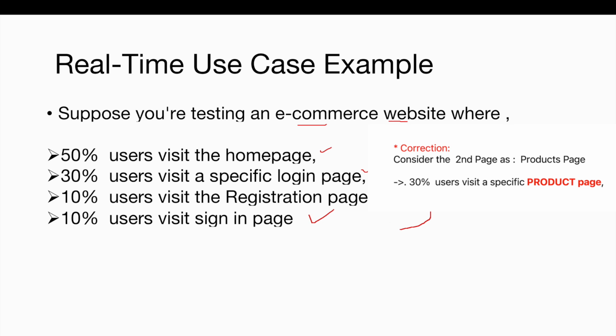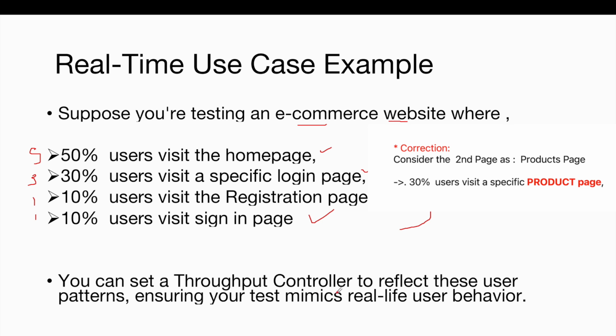It means if you run this entire thing 10 times, what will happen is this will run 5 times, this will run 3 times, this will run 1 time and this will run 1 time, right? Like this we can control the throughput using throughput controller. You can set a throughput controller to reflect these user patterns, ensuring your test mimics real user behavior.